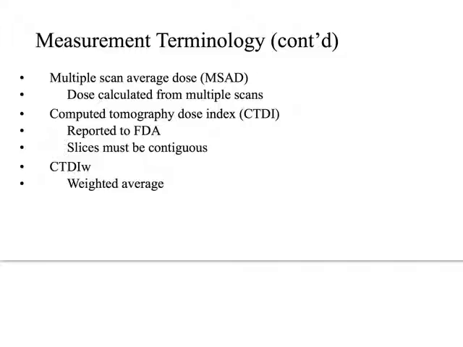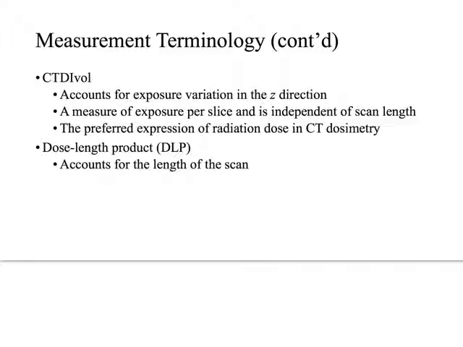You'll see that sometimes out there in the literature. But generally from that weighted average, what we're driving at is this CTDI volumetric, right? It's kind of the gold standard right now in terms of reporting or a way to compare dose between different CT examinations, different manufacturers. The volumetric is going to account for this exposure variation along the z-axis. It's going to measure the exposure per slice, independent of scan length, and it has become the preferred expression of radiation dose in CT.